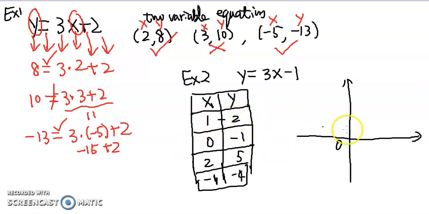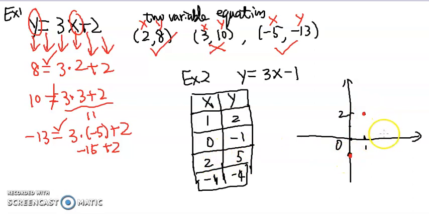So the first pair, 1, 2. Let's plot that point. So x equals 1, y equals 2. We got this point right there. x equals 0, y equals negative 1. So x is 0, y goes down to negative 1, the second point. And let me use a different color too. So this is the first point, second point.